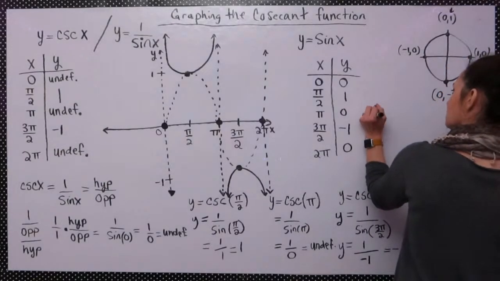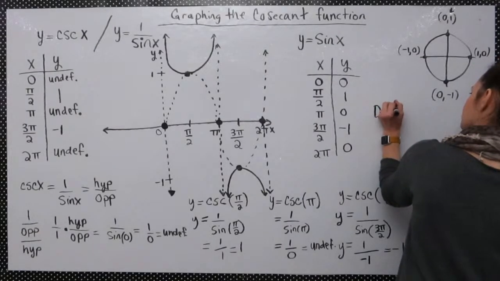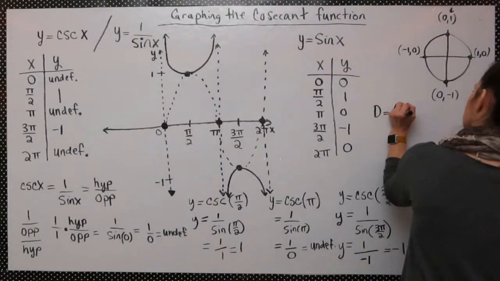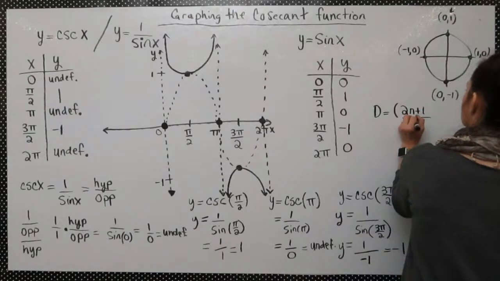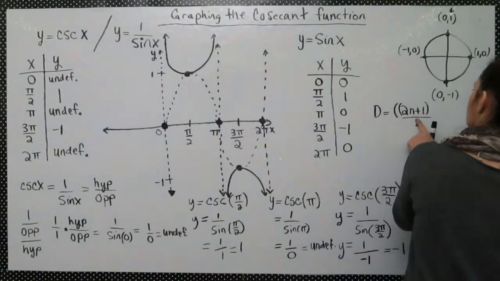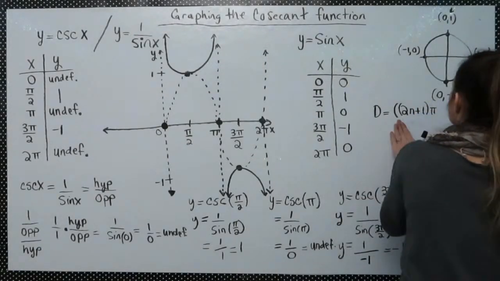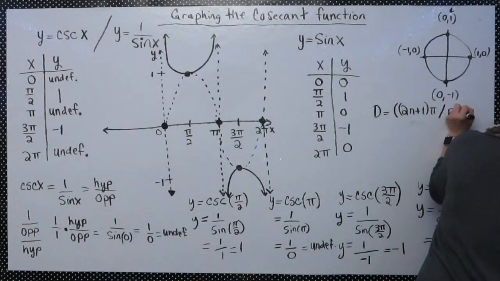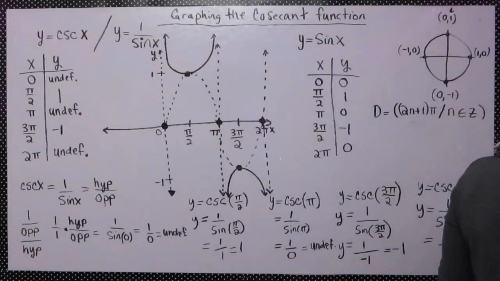So the domain of it is one of these where you're not going to be able to include it. And you're going to have to probably use set notation. 2n plus 1 divided by 2. No, it's not divided by 2. It's just times n times pi. I think this will do it. And then such that n is an element of Z. And yeah, it's going to have to be a set notation.